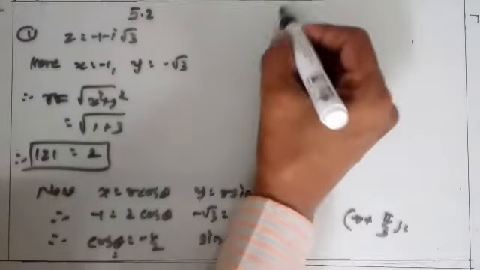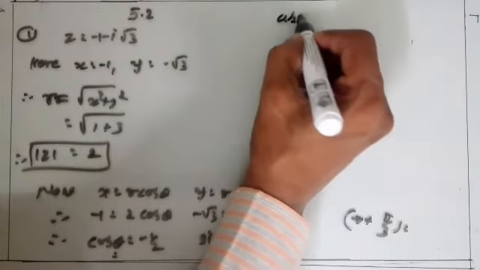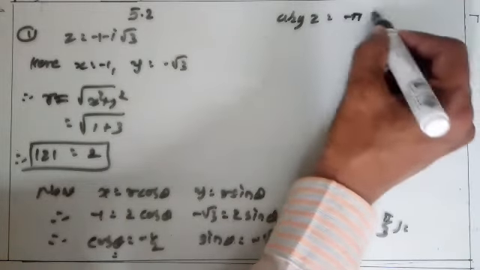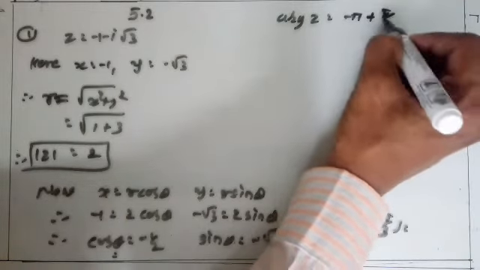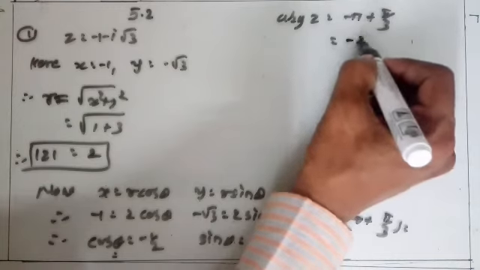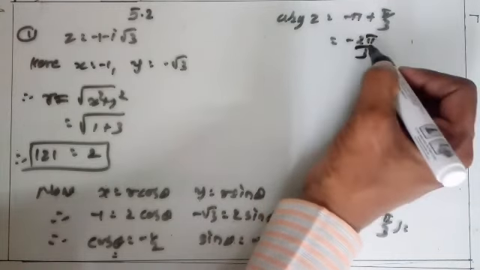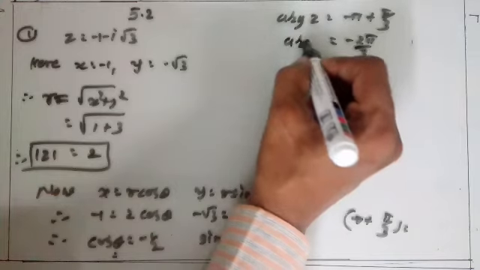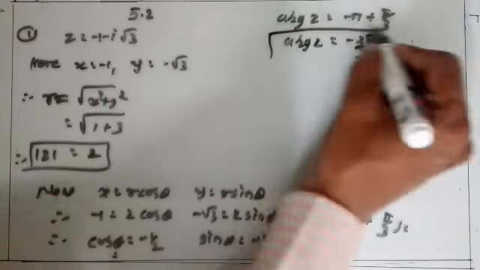So argument of z is equal to minus pi plus pi by 3. Okay, so minus 3 pi plus pi becomes minus 2 pi upon 3. This becomes the argument of z.